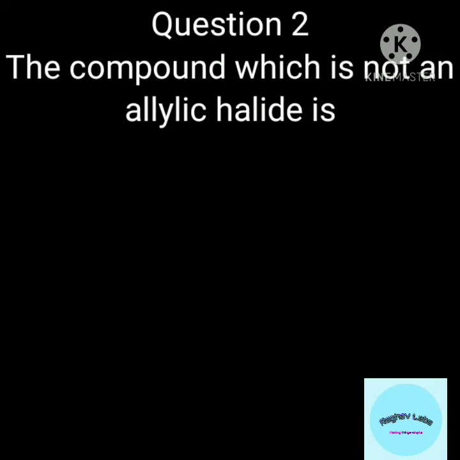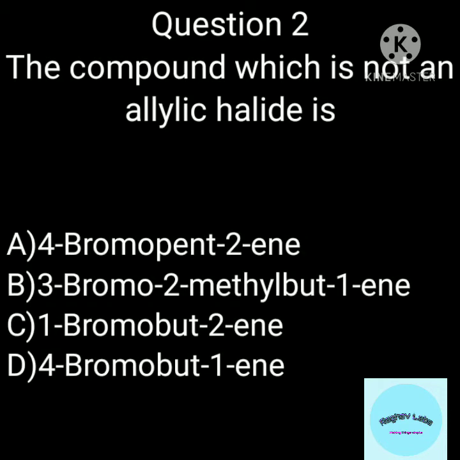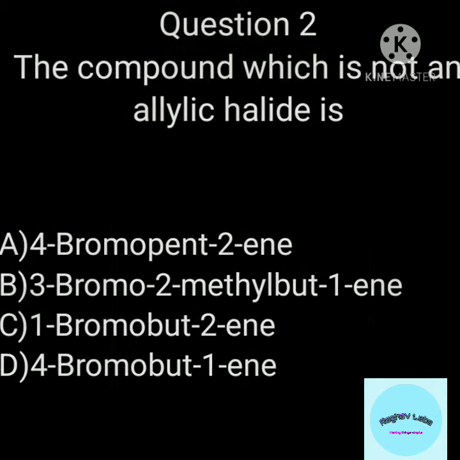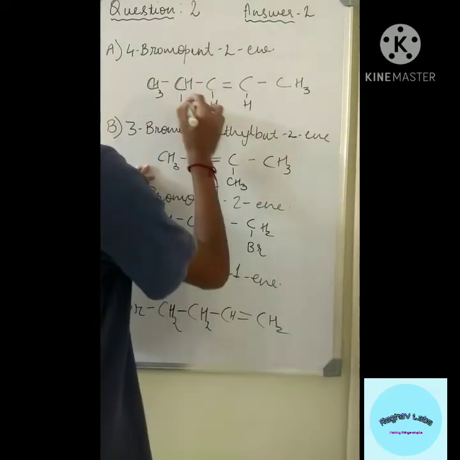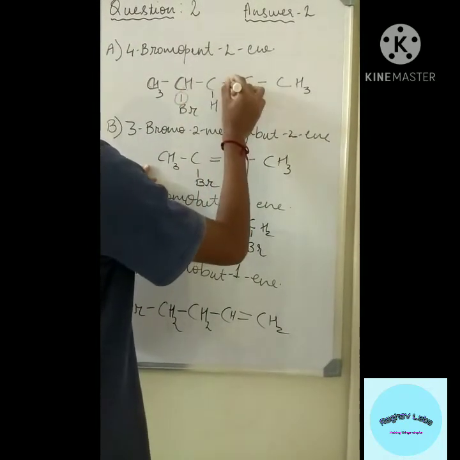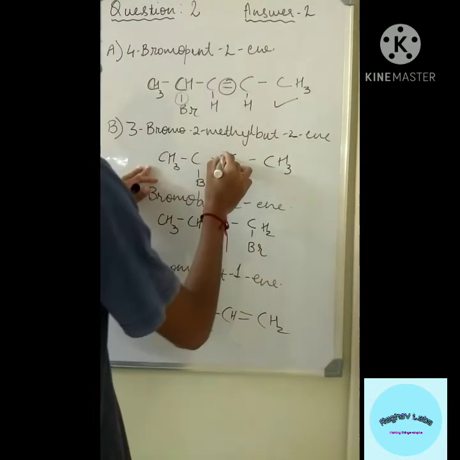The compound which is not an allylic halide is. The options are given as follows. An allylic halide is a halide in which the halogen atom is attached to a carbon atom which is further attached to a carbon-carbon double bond or a double bonded carbon atom. So, in this option A, halogen is attached to a carbon which is further bonded to a carbon-carbon double bond, which is an allylic halide.